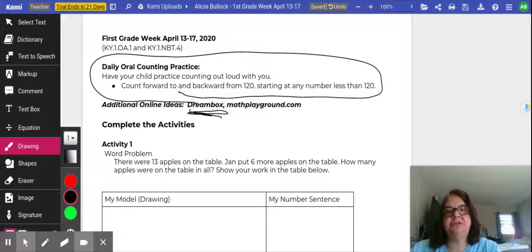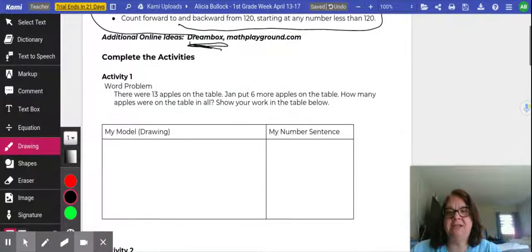And then there's an additional website here, mathplayground.com. I've added a link for that inside our math tab under classwork in Google Classroom. So be sure to check that out. All right, let's move on to our activities for the week.